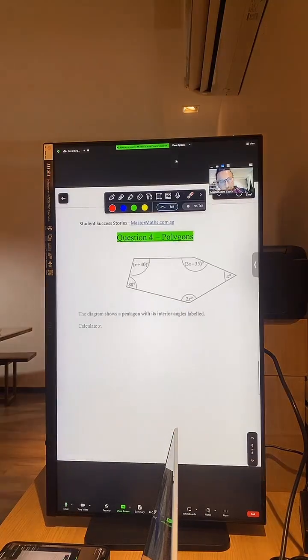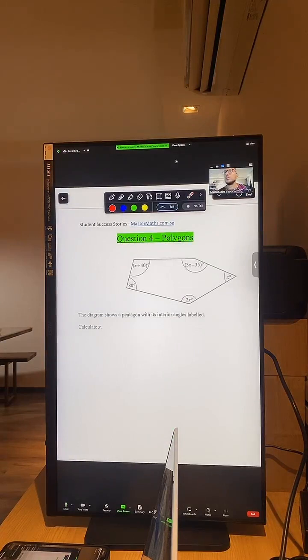Let's move on to question number 4. Okay, guys. The diagram shows a pentagon with its interior angles labeled. Calculate x.